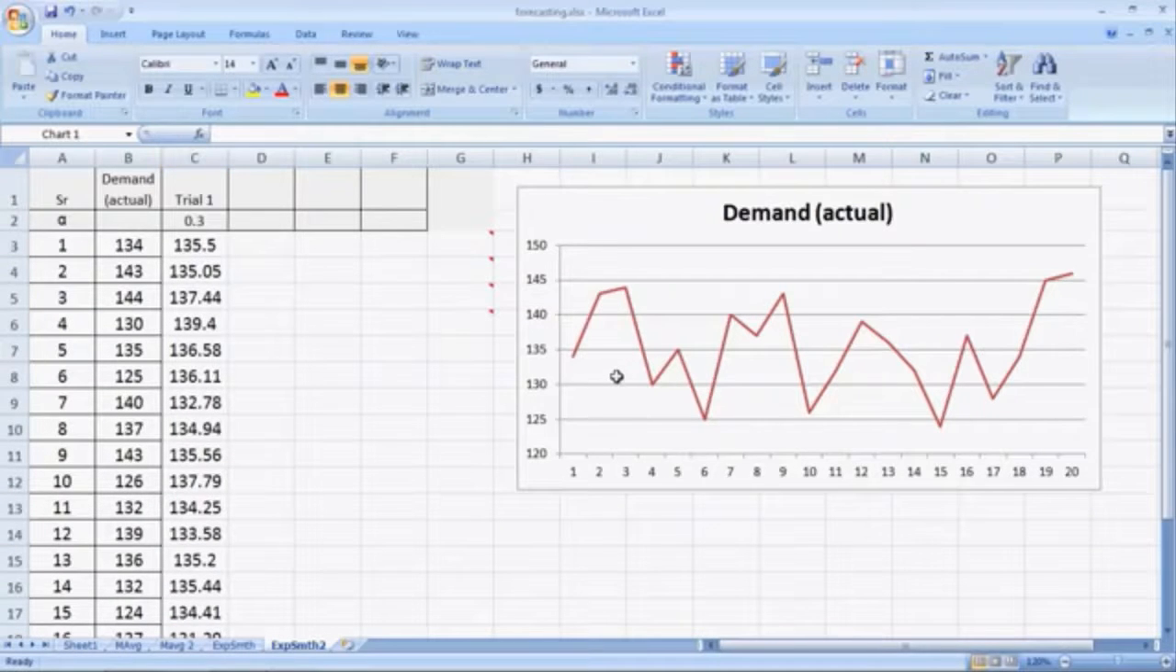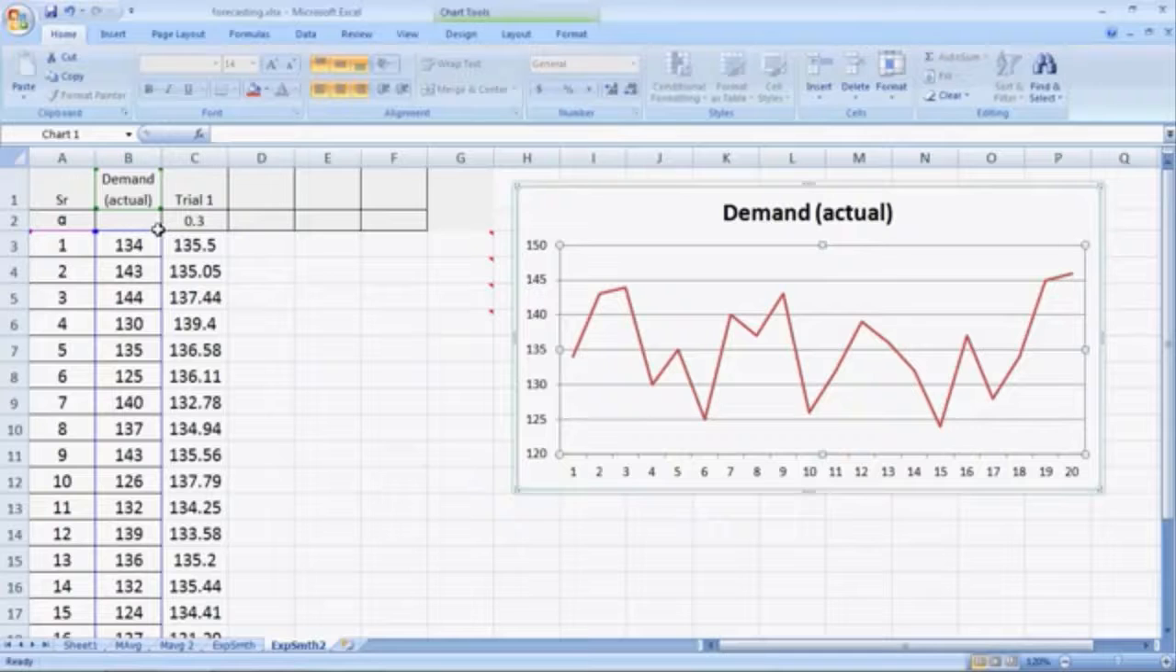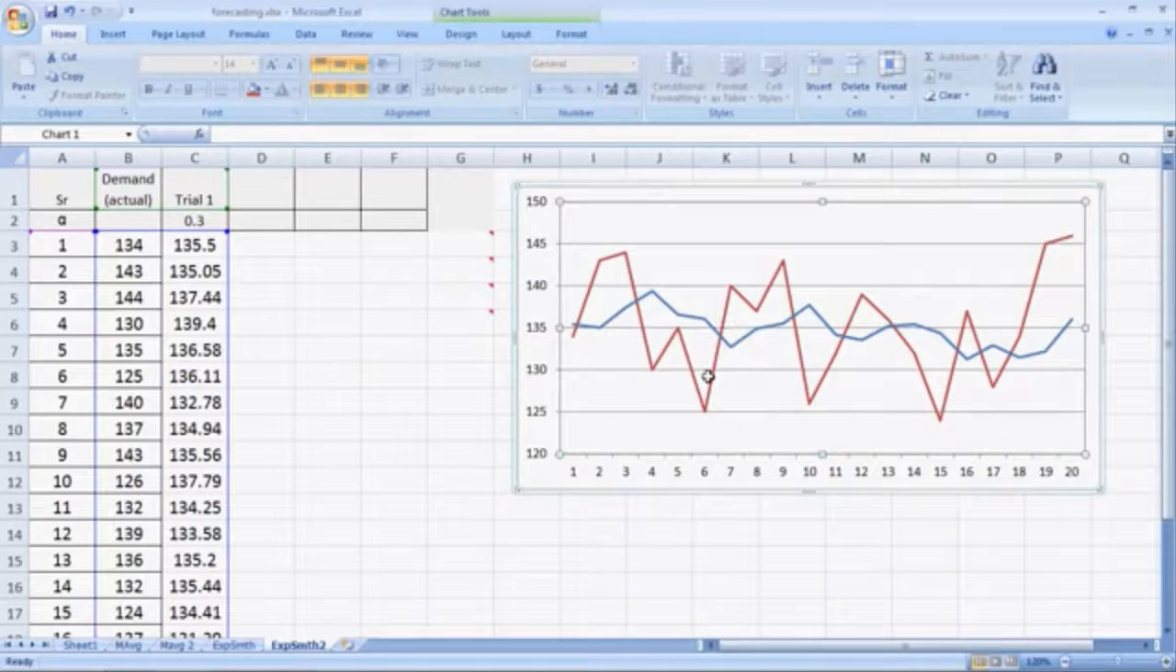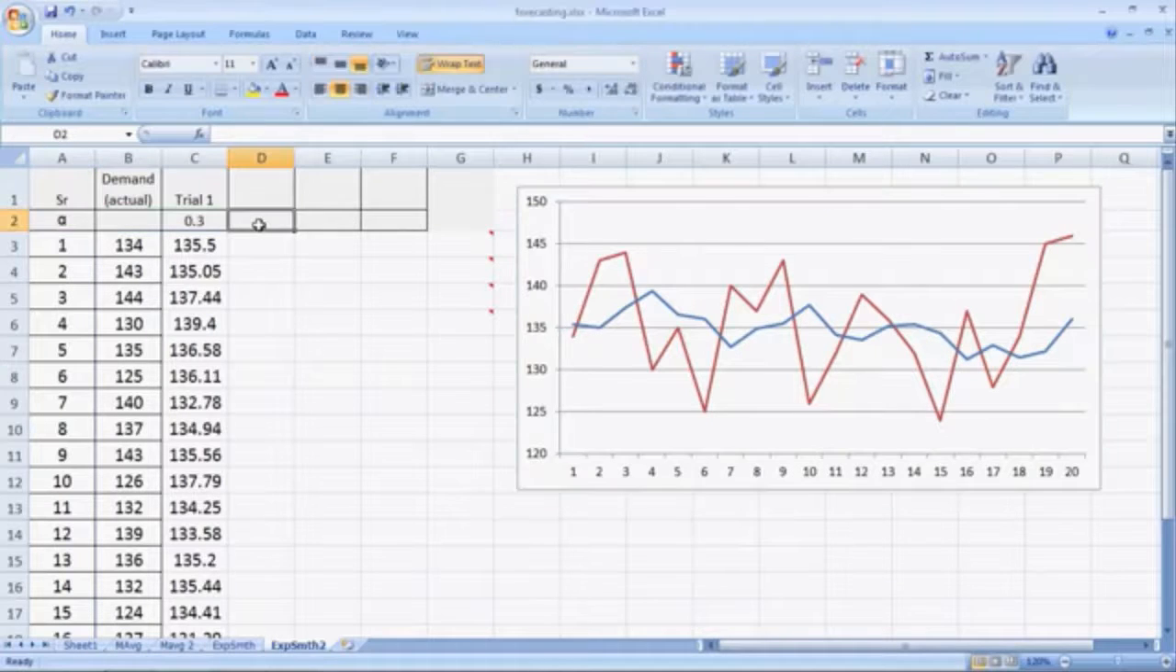If I click on the graph and extend this, wait for the arrow to come and extend, what we see is that the forecast is relatively smooth as compared to the actual demand, which has higher variation. So there's a smoothing taking place. Let's look at alpha as 0.8 to understand.